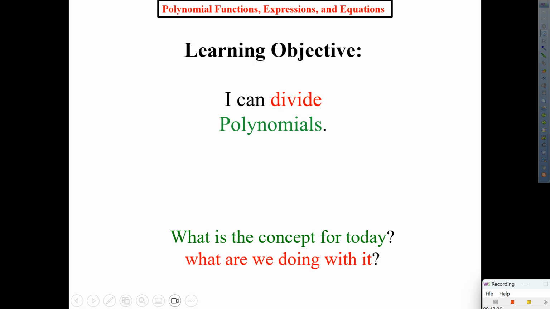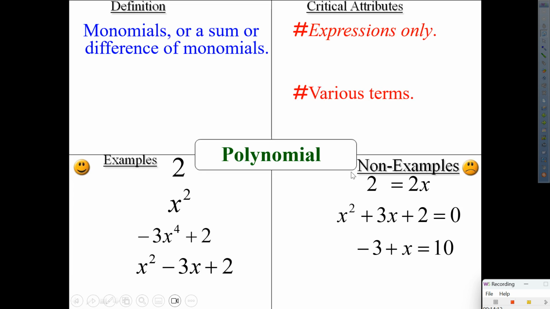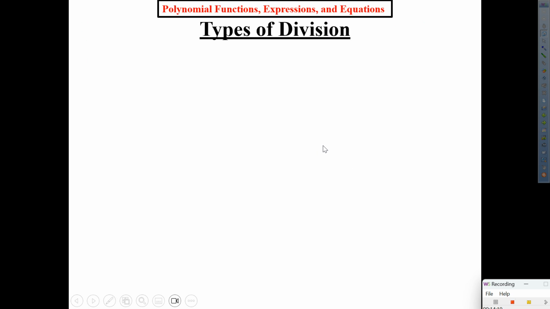So yeah, polynomials, what are they? Monomials, or somewhere different than monomials. We know what they are, we know what they're not, and so on and so forth. So, takes us to today. We've been talking about division of polynomials, but we called it what? Factoring. Let me repeat that again. We went to division of polynomials, but we call it what? Factoring.